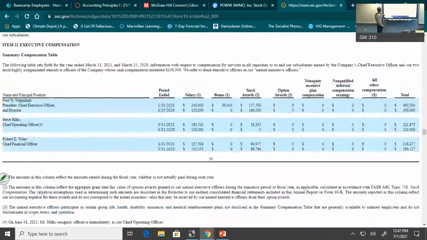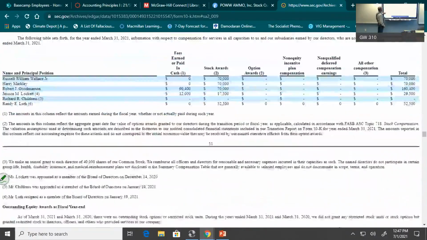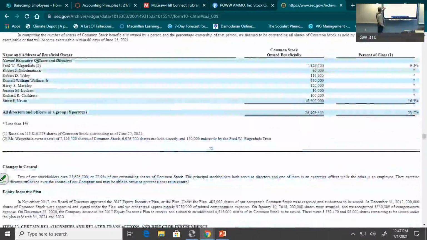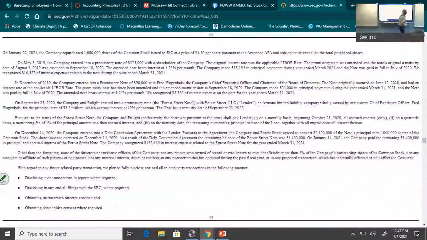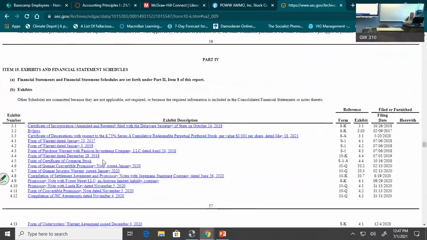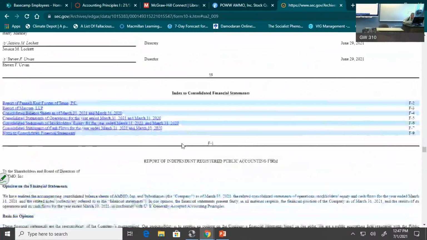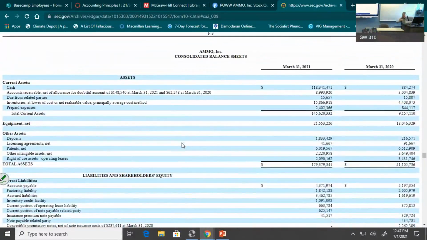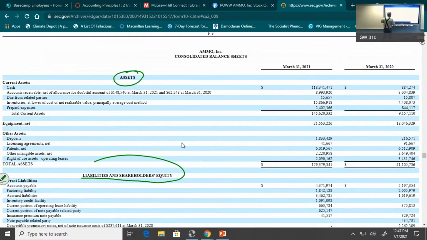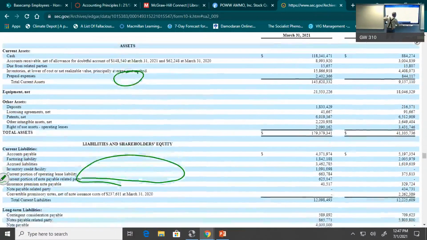There they are. Partial, summary compensation. This is what people are making, which is a matter of public view. Let me see here. Here we are. Here's the notes. Oh, here we go. Here's the balance sheet, right? Look at assets, liabilities, and equity, right? And we're going to see if they equal.